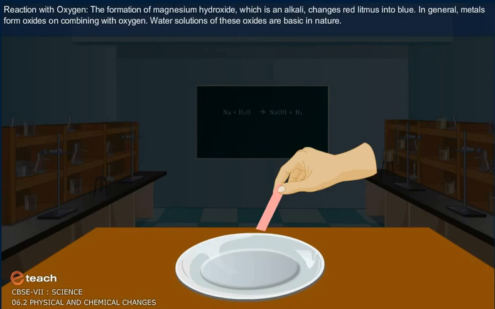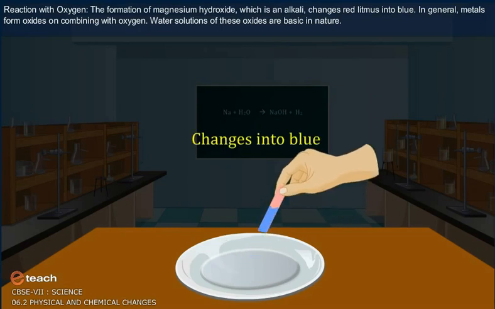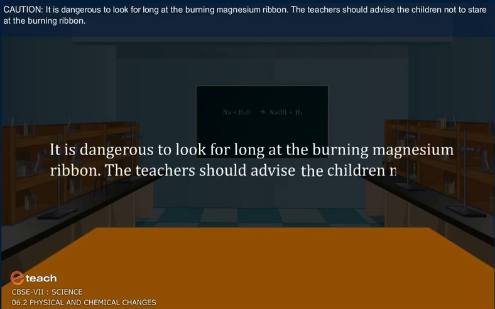Reaction with oxygen. The formation of magnesium hydroxide, Mg(OH)2, which is an alkali, changes red litmus into blue. In general, metals form oxides on combining with oxygen. Water solutions of these oxides are basic in nature. Caution! It is dangerous to look for long at the burning magnesium ribbon. The teachers should advise the children not to stare at the burning ribbon.